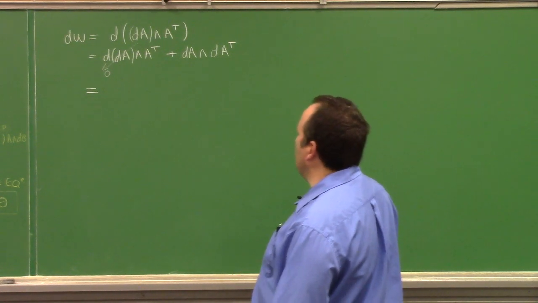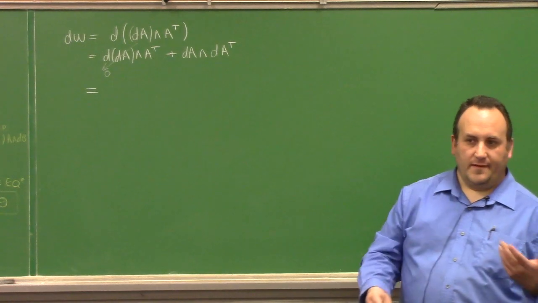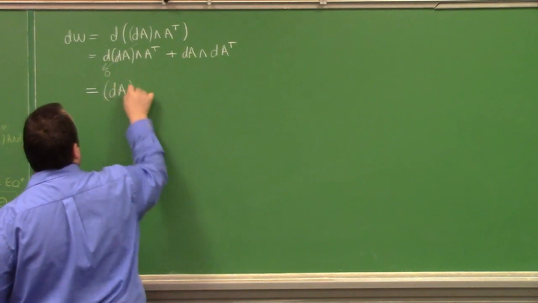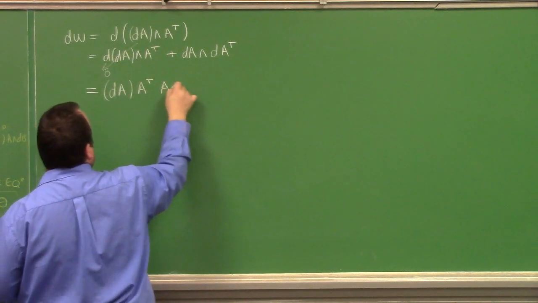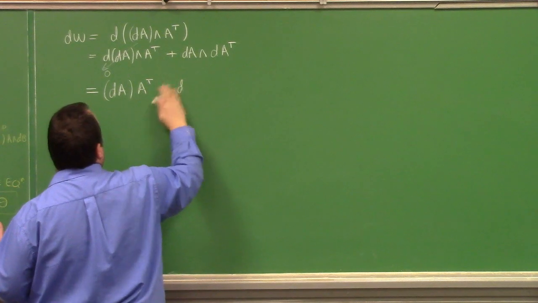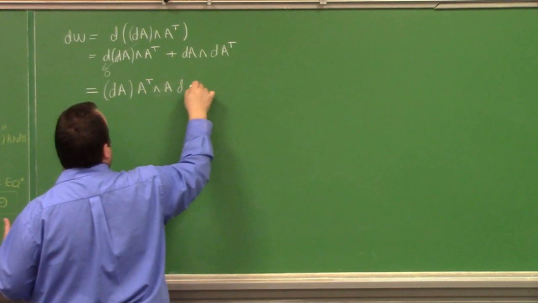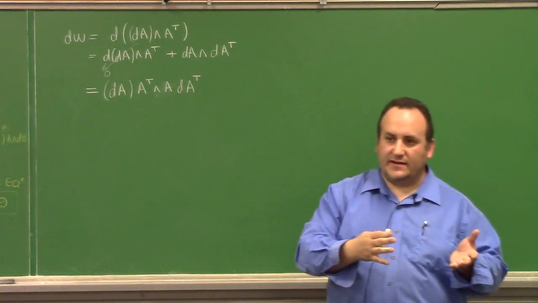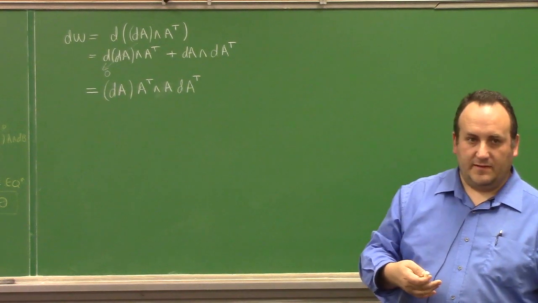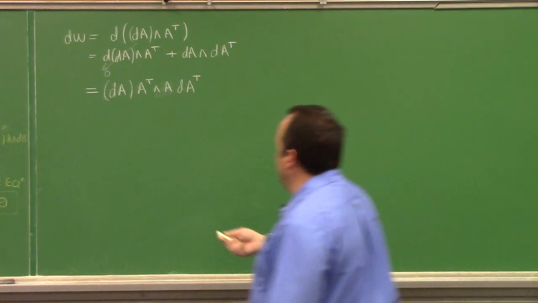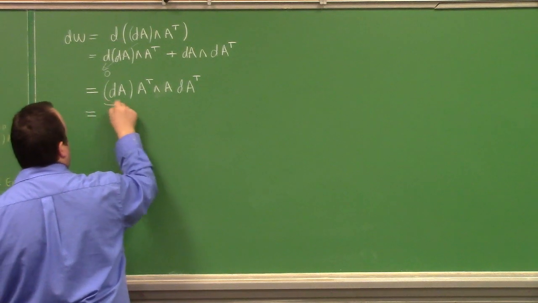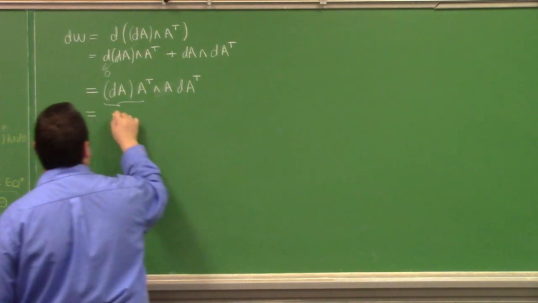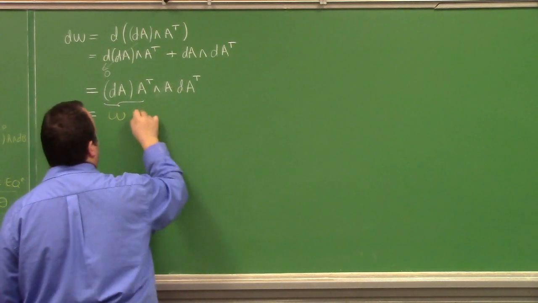Well, could we change those? What if we said, well, that's dA, A transpose A, dA, put a wedge in here somewhere. I could do that, right? Because A transpose A is the identity, so I can put that in the middle like that. And that's a good move to make because what do we got here? That's omega. What's this over here?